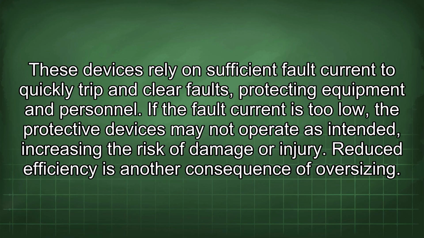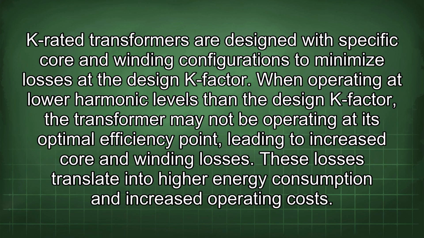If the fault current is too low, the protective devices may not operate as intended, increasing the risk of damage or injury. Reduced efficiency is another consequence of oversizing. K-rated transformers are designed with specific core and winding configurations to minimize losses at the design K-factor. When operating at lower harmonic levels than the design K-factor, the transformer may not be operating at its optimal efficiency point, leading to increased core and winding losses. These losses translate into higher energy consumption and increased operating costs.